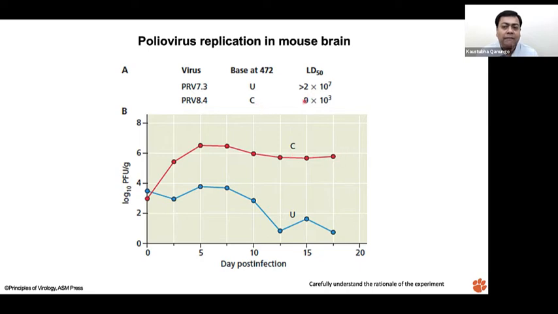You can see the LD50 dose right here is 9 into 10 to the power 3. On the other hand, if you just replace that C with a U, the LD50 dose goes up, and it is greater than 2 into 10 to the power 7. So from 10 to the power 3, the LD50 dose went up so much. So at the vaccine amount, this should not cause any neurovirulence or disease as such. Just one mutation can cause this difference in the mouse brain.